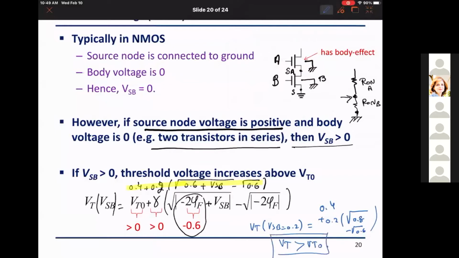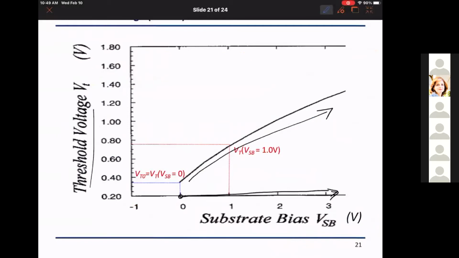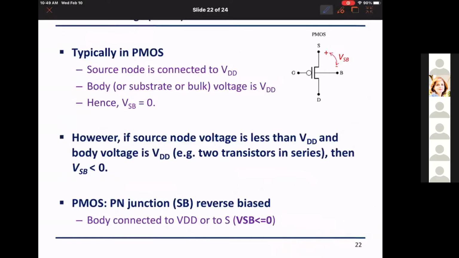Okay, and it's simple math. So this is simple math, and the equation here and the drawing here show us that this behavior also holds, captured in real measurements. Okay. In a similar fashion, we have an equation for the PMOS. In the PMOS, this node is connected to VDD, the body. So if VSB is 0, I will have VT equal to VT0.